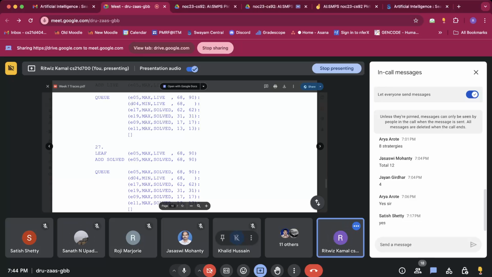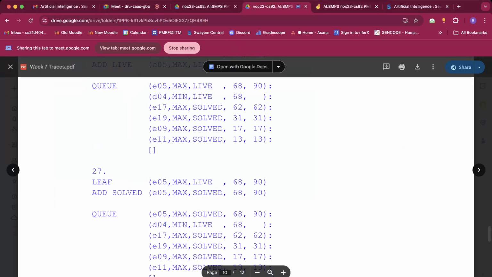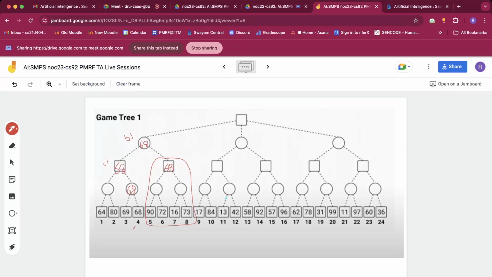Exactly. Yeah, thanks for your question. That I think cleared doubts of some of your colleagues as well. Okay, so now we have solved C2 with solved value of 68. You can have a look at the trace later on.